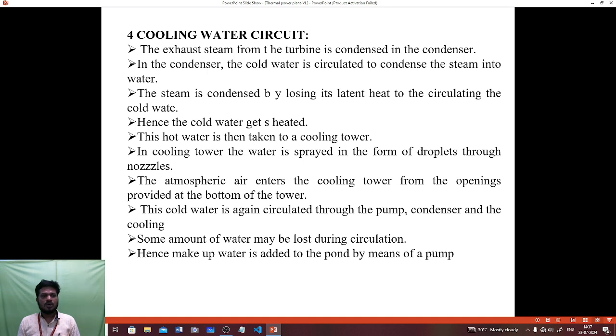This hot water is then sent into a cooling tower. In the cooling tower, the water is sprayed as droplets through the nozzles. The cooling tower is used for cooling the condensed water. The atmospheric air enters the cooling tower from the openings provided at the bottom of the tower. The cold water is again circulated by the pump to the condenser and the cooling tower. Some amount of water may be lost during the circulation. Hence, makeup water is added to the pond by means of a pump.